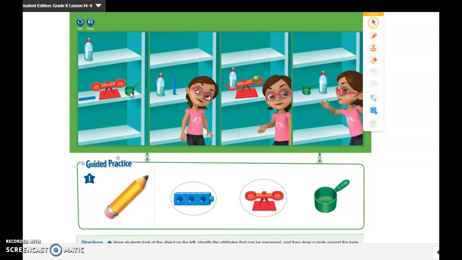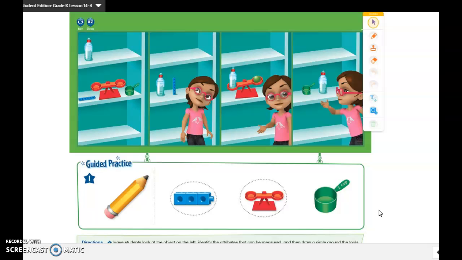So Marta's going to show us what you could do with those, right? You could stand your water bottle up next to my cube train and say, oh, it's taller than my cube train. You could put it on the balance and say, oh, it's heavier than my apple. Or you could fill water and see how much water you have in your bottle of water using your measuring cup. Okay, so we're going to look at some items like a water bottle, and we're going to decide what tools we could use. So at the bottom of our page, we have a pencil today.